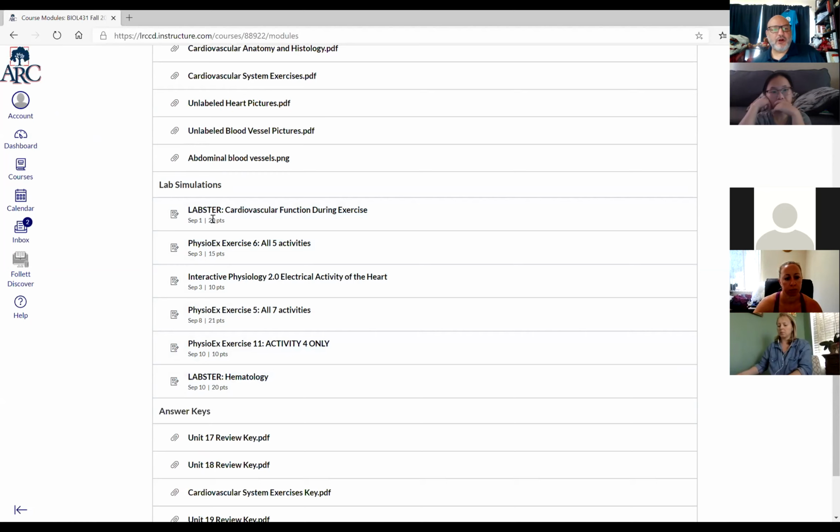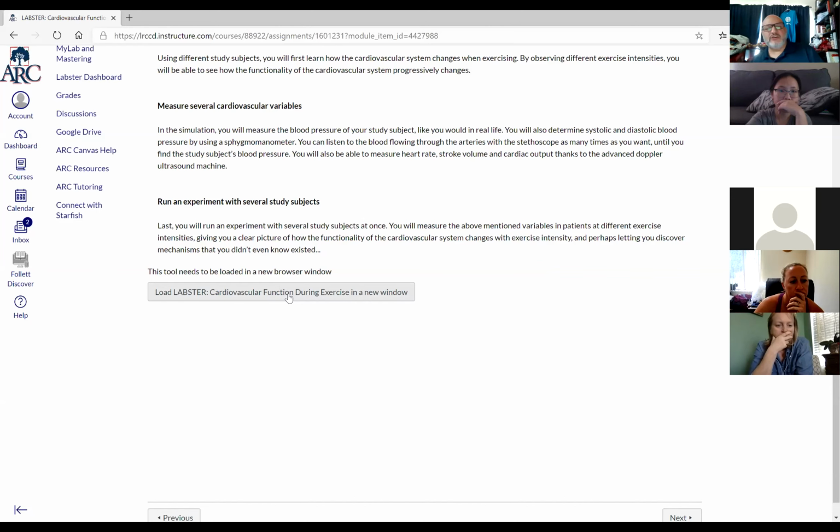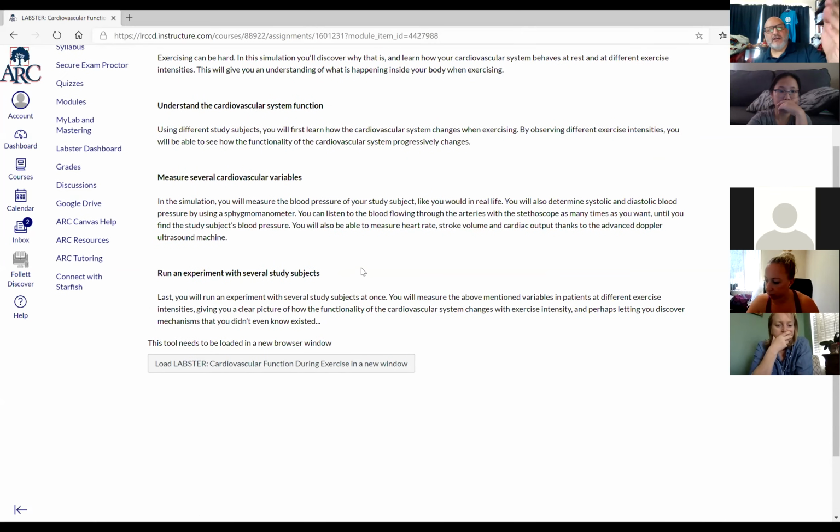As I mentioned, here are the lab simulators. Most of the graded assignments are going to be either out of Labster or PhysioX. Labster is a program that the school pays for, and so it is an app basically that has been added to our Canvas shell. You are able to link to it directly from this. When you click on this link, it takes you to the introduction to it. This pops it up in a new window. You can do that activity and it automatically saves your completed activity to your Canvas site.